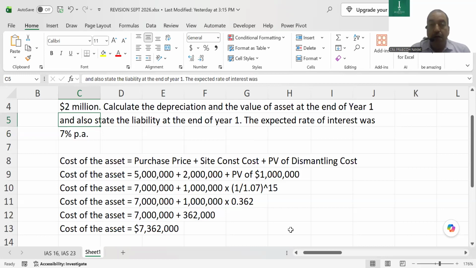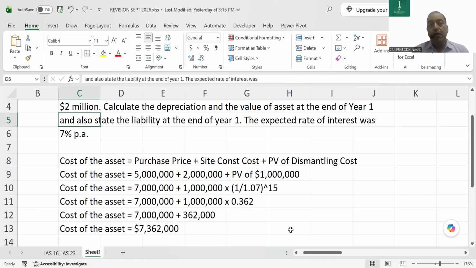Now, liability for what purpose? What is a liability? Many students will leave the question. I did this in the class. Many students left the question after calculating the depreciation, after calculating the value of the asset, because they said, sir, there is no liability. We have not purchased, they have not given that, we have purchased the asset on credit basis. Some students wrote the liability as the cost of the asset, 7,360,000.